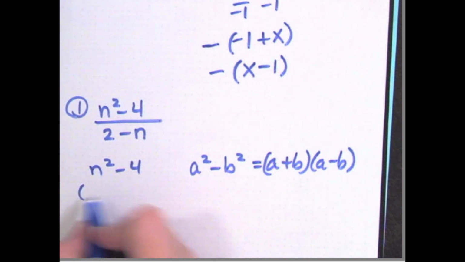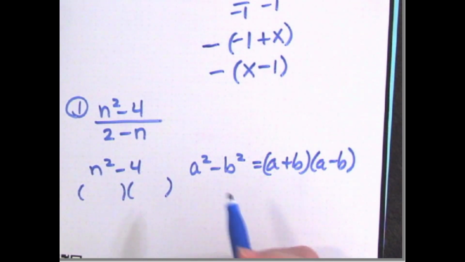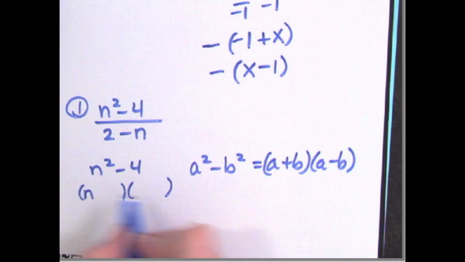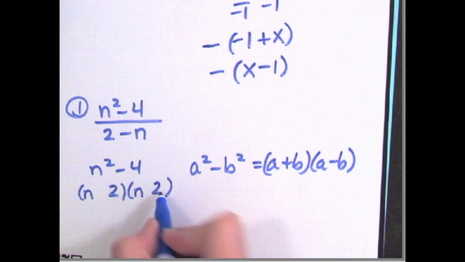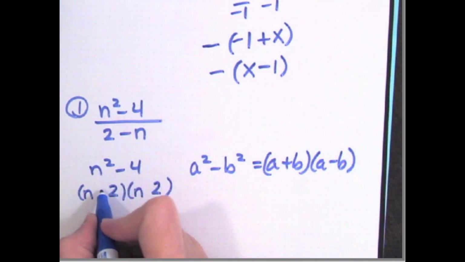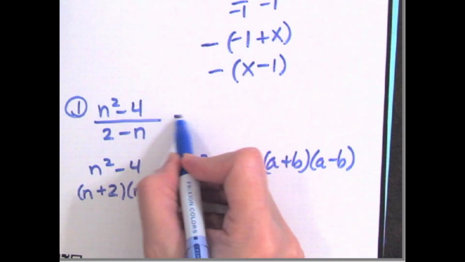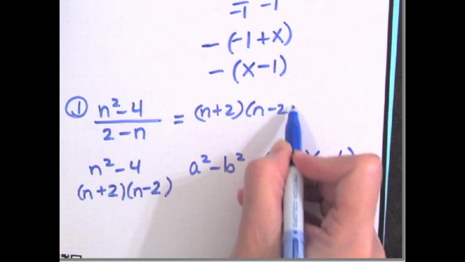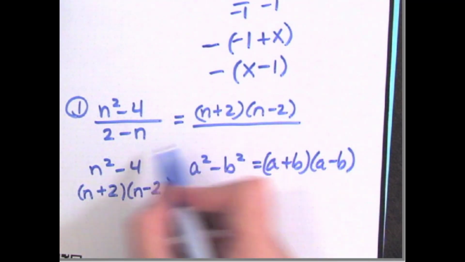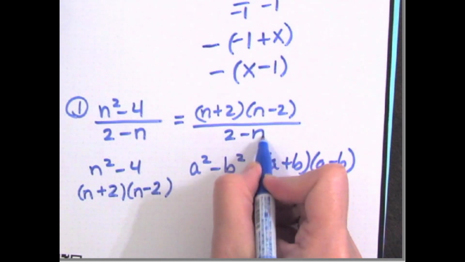Okay, so that means this is going to factor into 2 sets of parentheses. What do we square to get n squared? That would be n. What do we square to get 4? That would be 2. Then our rule says we need opposites. Okay, so in our numerator, we have n plus 2, n minus 2. And in that denominator, we have 2 minus n.